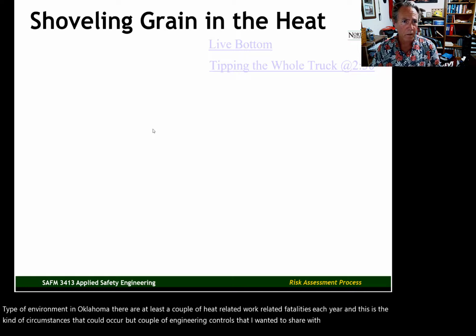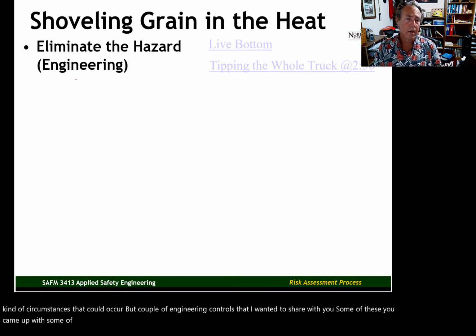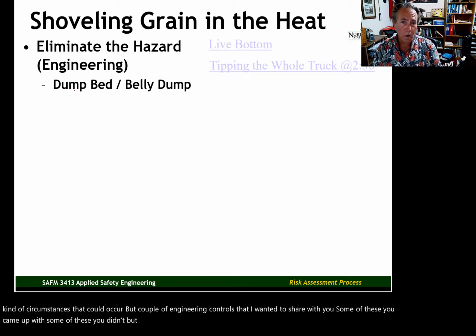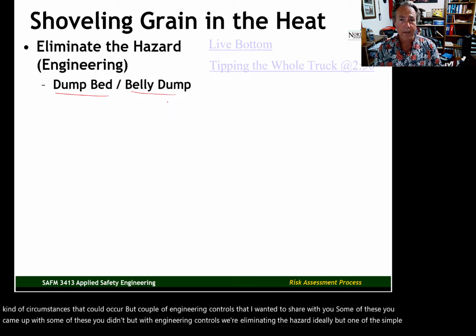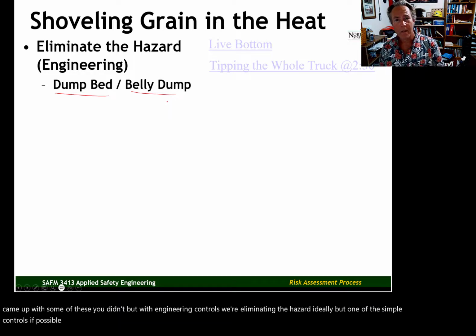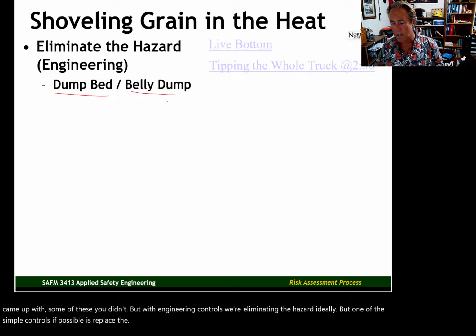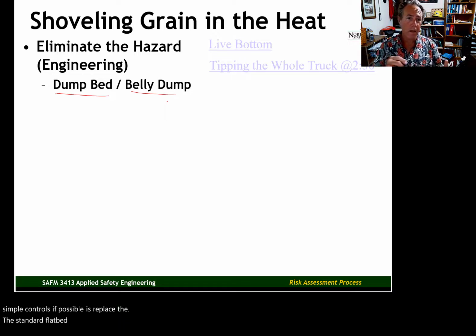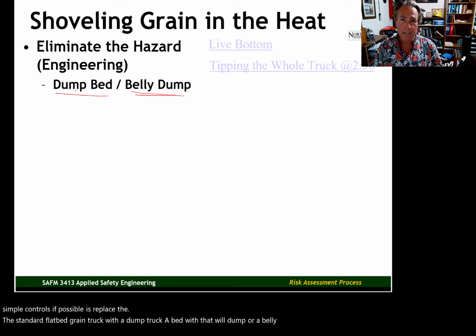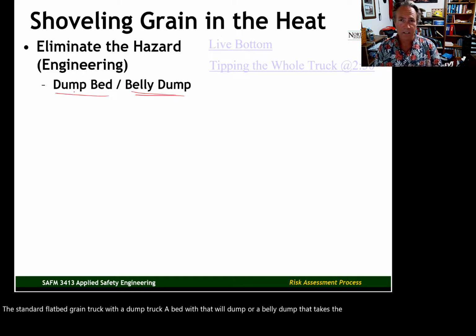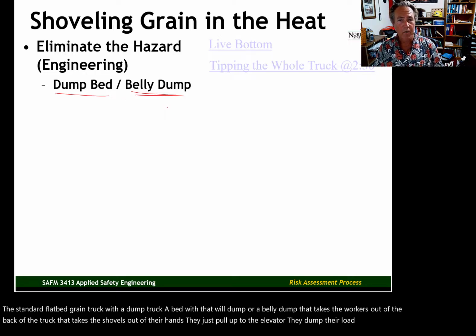But a couple of engineering controls that I wanted to share with you. Some of these you came up with, some of these you didn't. With engineering controls, we're eliminating the hazard ideally. One of the simple controls, if possible, is to replace the standard flatbed grain truck with a dump truck, a bed that will dump, or a belly dump. That takes the workers out of the back of the truck, that takes the shovels out of their hands. They just pull up to the elevator, they dump their load into the elevator.